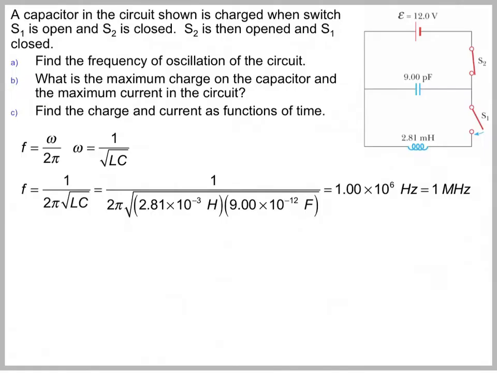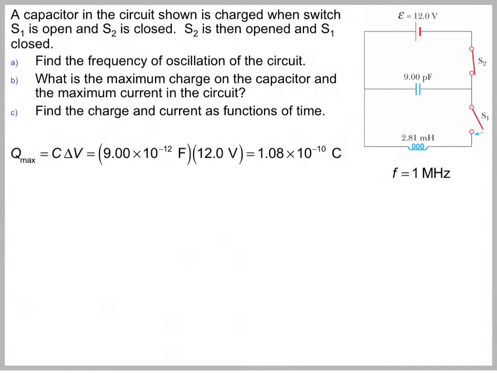So we begin finding the frequency. We know that frequency is the angular frequency over 2 pi, and omega is 1 over the square root of LC. So the frequency is going to be 1 over 2 pi times the square root of LC. We plug in the values of the inductor and the capacitance given in the figure, and we get 1 times 10 to the 6 hertz, or 1 megahertz. So in other words, when switch 2 is open and switch 1 is closed, the current is going to oscillate back and forth 1,000,000 times per second in this circuit.